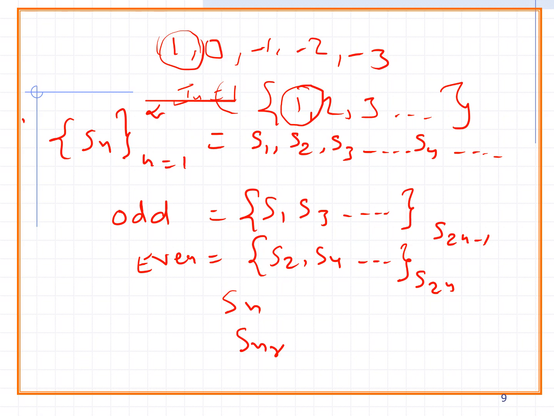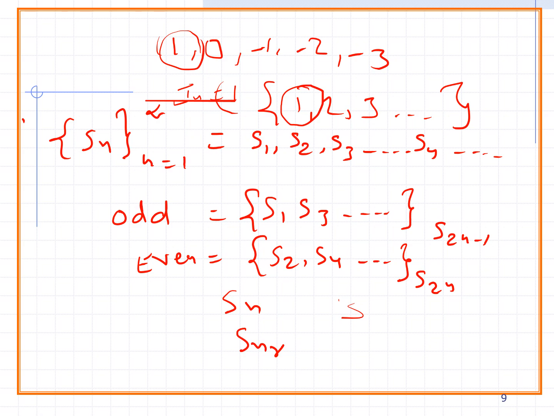Next, let us see the upper bound. Upper bound means in that set you identify which one is the biggest. That value is called the upper bound. For example, consider the series 1, 2, 3. In this series, the upper value is 3, so it is called the upper bound.